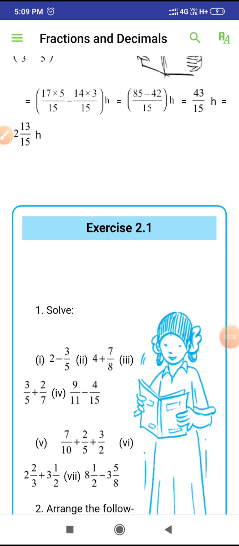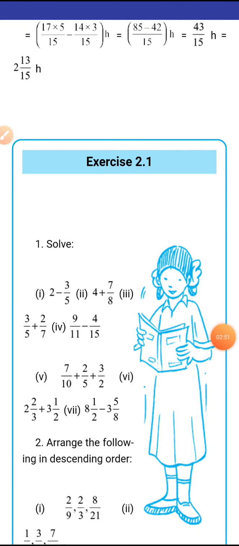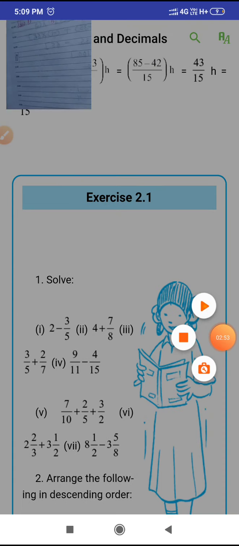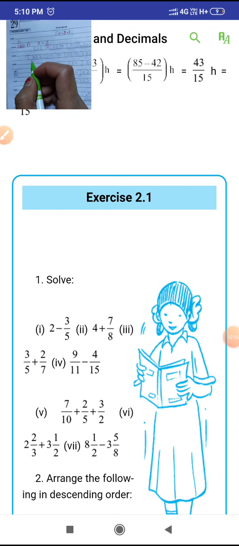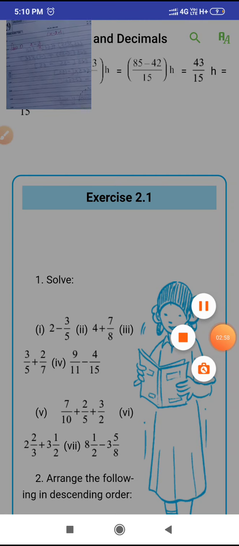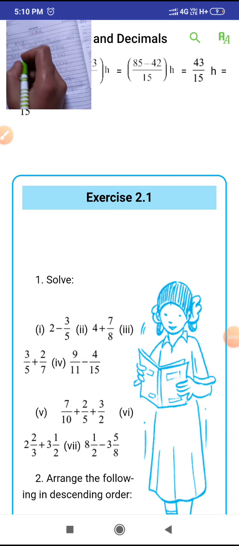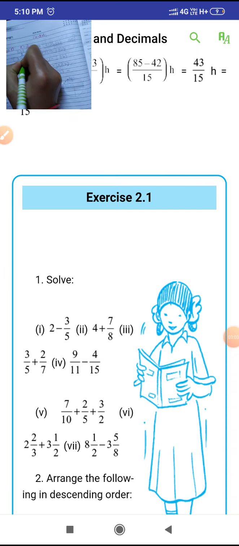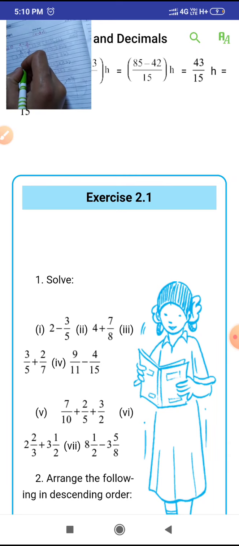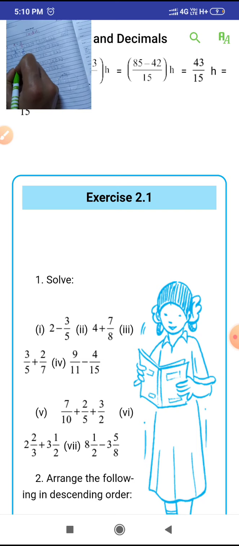Now move to our exercise 2.1, and the first question of 2.1 is solved. We have to solve some problems here, and the first one is 2 minus 3 upon 5. For solving this question, first we have to write 2 in the form of a fraction. So we can write 2 as 2 upon 1 minus 3 upon 5. Now take the LCM of the denominators, and the LCM of 1 and 5 is 5.